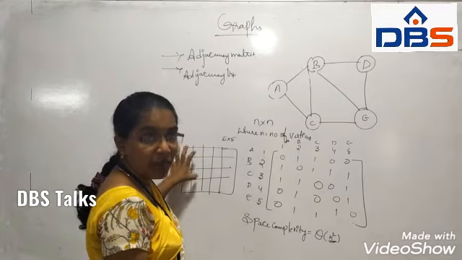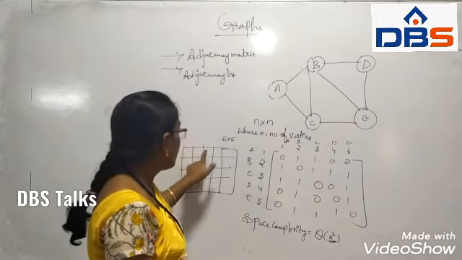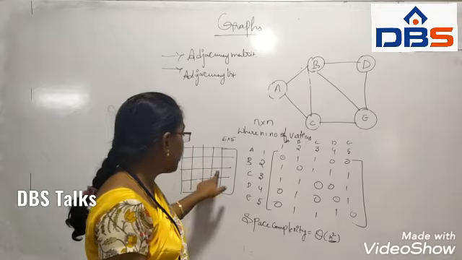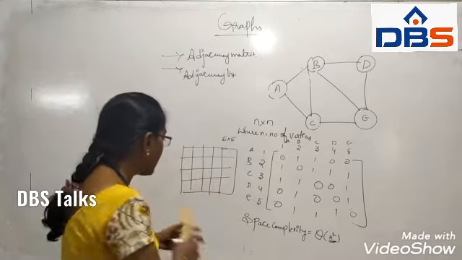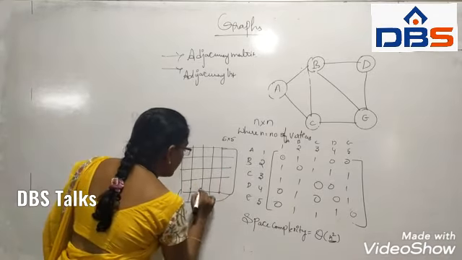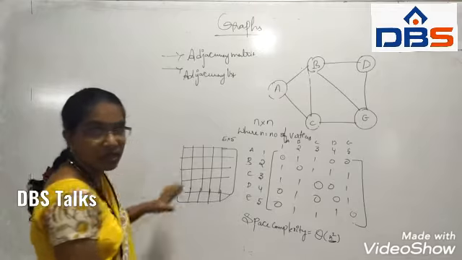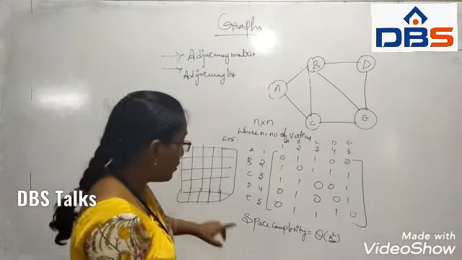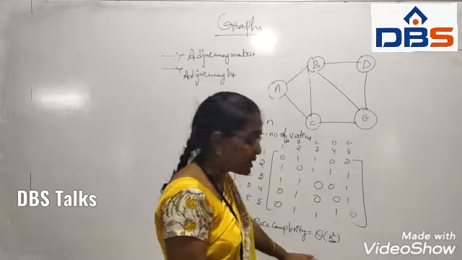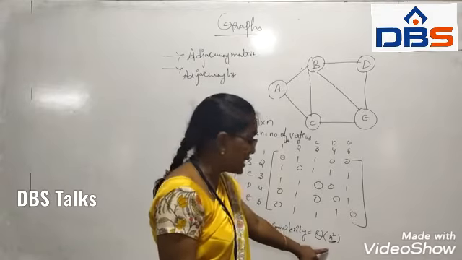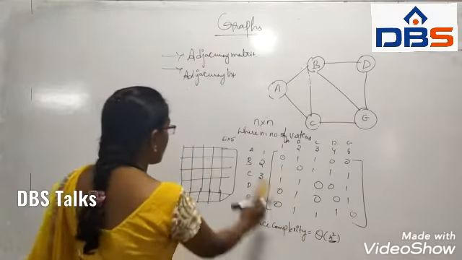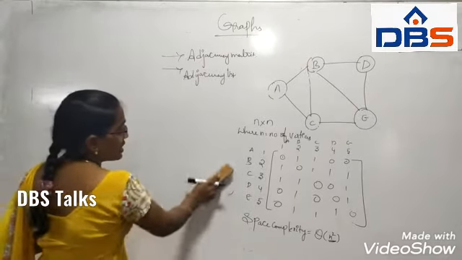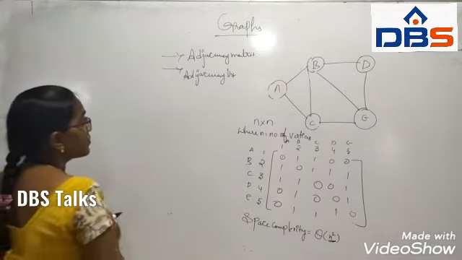For that, how much space do we need? 1, 2, 3, up to 25. Just like this, we must need this much amount of space. So we can calculate the space complexity. For this, the space complexity is theta of n square. Okay? Now let us see how we are going to represent this graph by using the adjacency list.